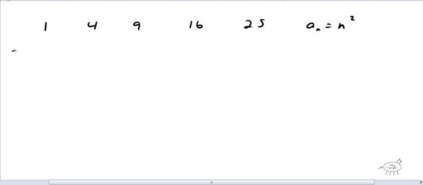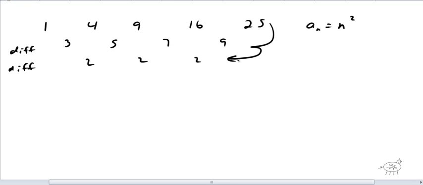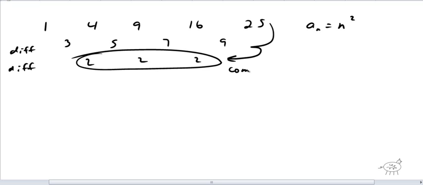If I look at the differences between these, the difference between 1 and 4 is 3, between 4 and 9 is 5, between 9 and 16 is 7, and 16 and 25 is 9. Then I look at the differences between these: between 3 and 5 is 2, 5 and 7 is 2, 7 and 9 is 2. So it took me 2 turns to get common numbers, or really equal numbers. That's what I'm looking for.